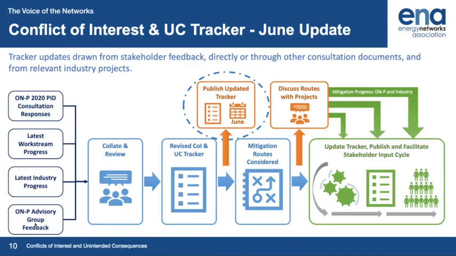So in terms of process, this slide gives you an overview. I won't go through every single line, but essentially the information is taken from a number of sources, either directly into the program or through a number of channels. The updates that we've done recently have come from the PID 2020 responses, progress in the work streams, progress outside of the work streams in industry, and of course the advisory group and the stakeholder feedback. The information is collated and reviewed regularly, and today I'm releasing the June update, which is the box that's been circled.